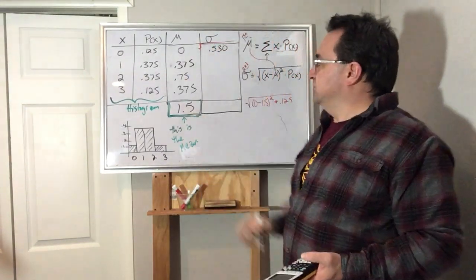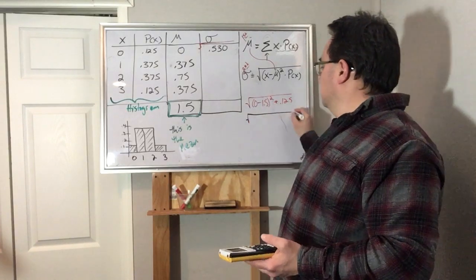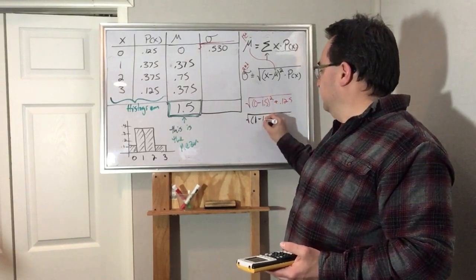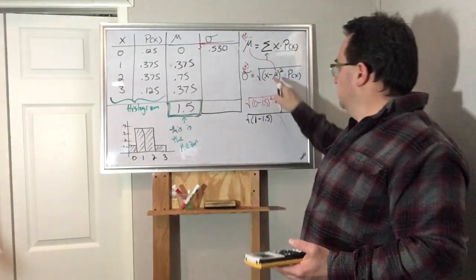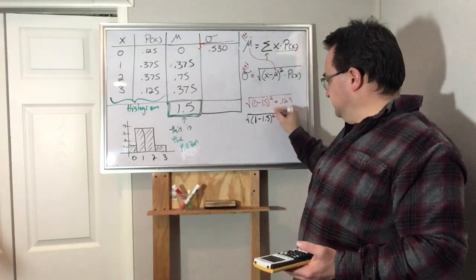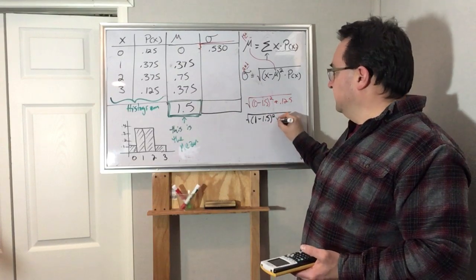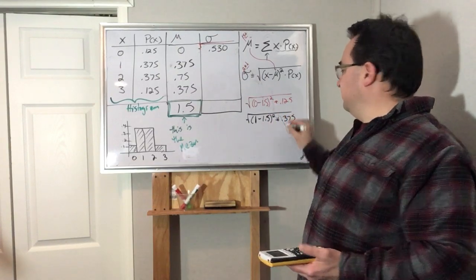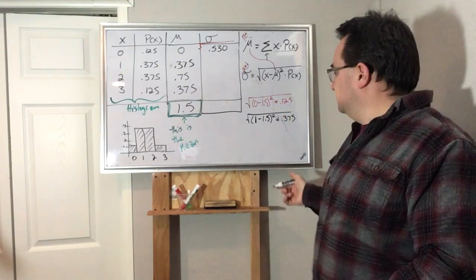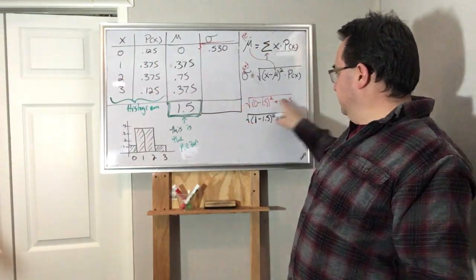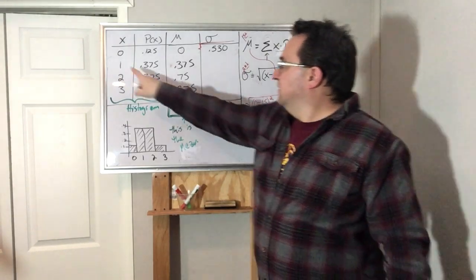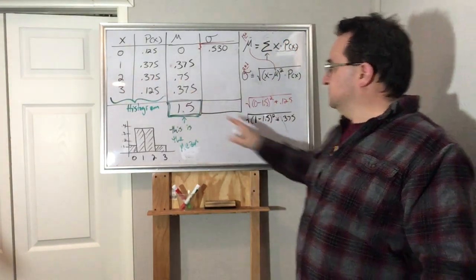Okay, now I'm going to do the 1. So that's going to be the square root of 1 minus 1.5, 1 minus the mean. This is going to stay the same in all of them. Times 0.375. As a matter of fact, let's just set them all up so you can see how similar they are. This one, to get this number, I use this calculation. This one is this calculation.